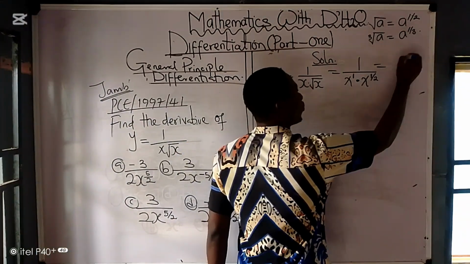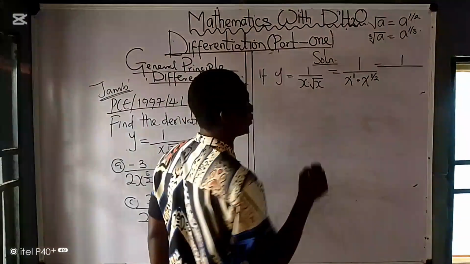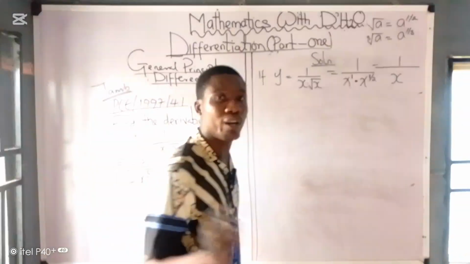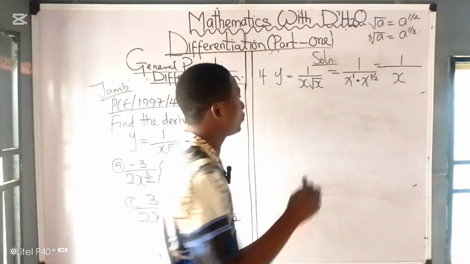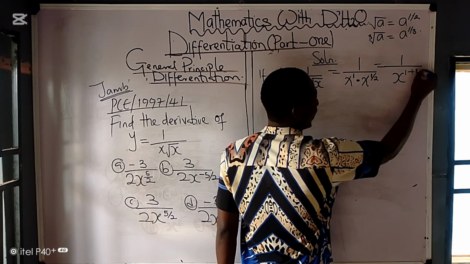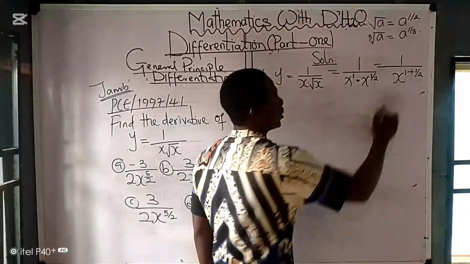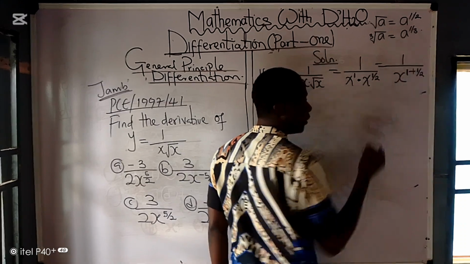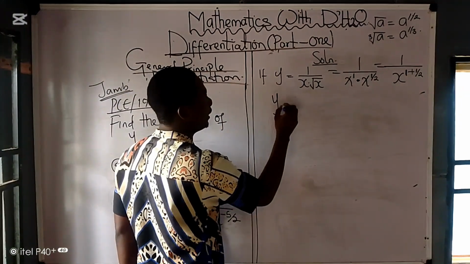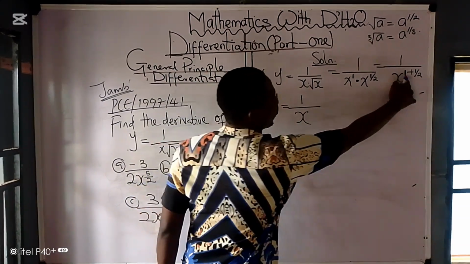This will give us 1 over... First of all, the laws of indices tells us that when we have 2 index numbers, we should pick just 1. Then we add the powers together. The power here is 1 plus 1 over 2. There's a way we can cut this short, because 1 plus a half will give us 1 and a half. So we have y equals 1 over x raised to the power of 1 and a half.